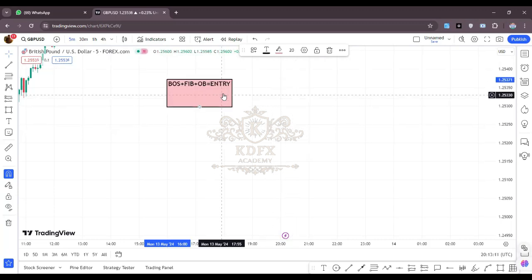So my second entry now, the first thing I'll call it liquidity. First thing there must be liquidity, plus BOS, that is plus Fibonacci plus OB equals entry.